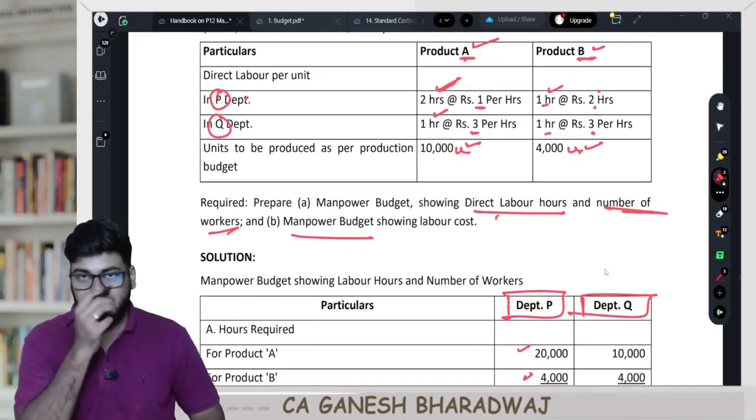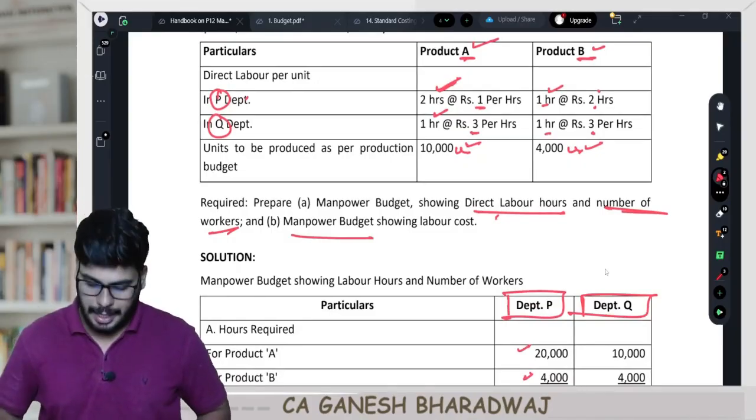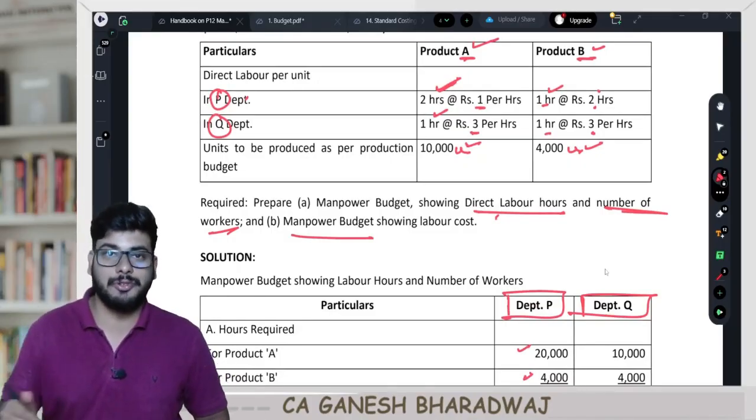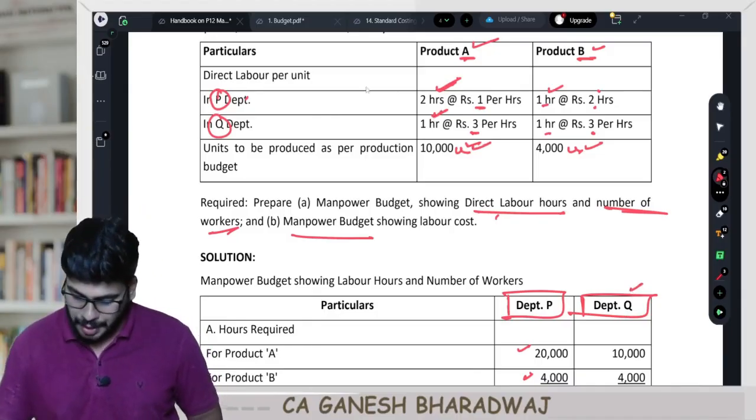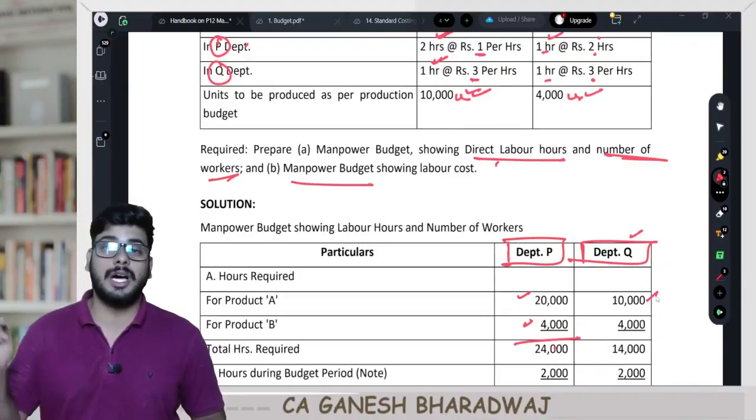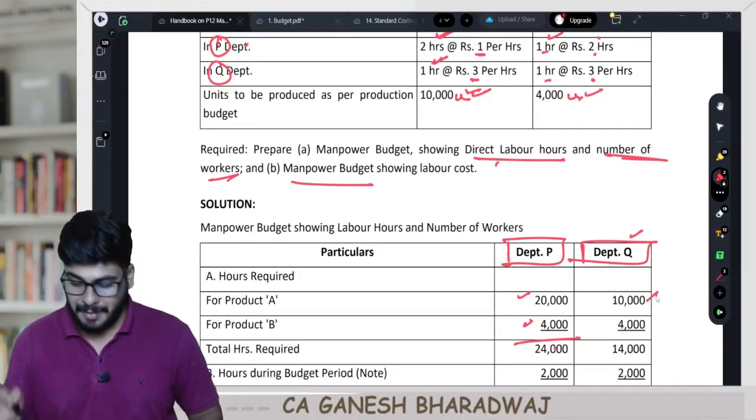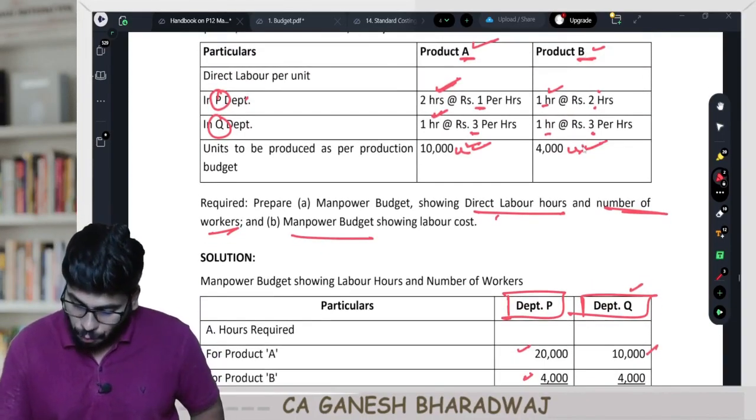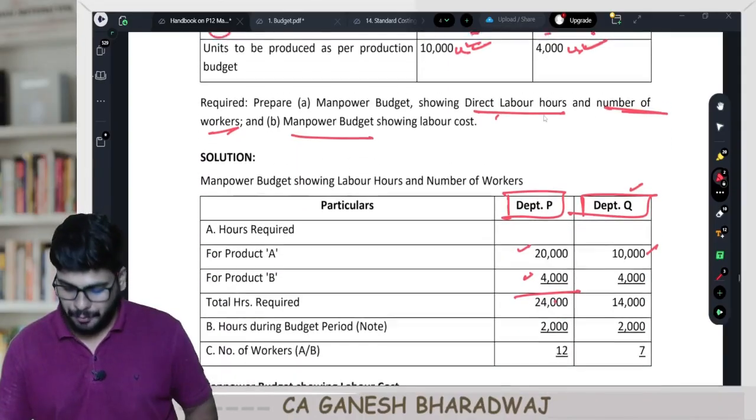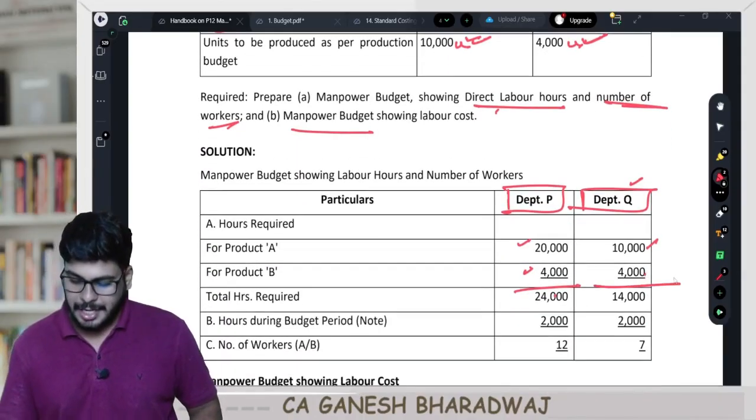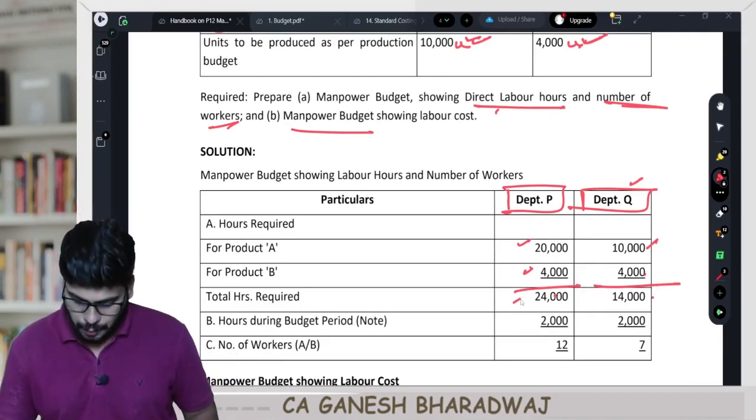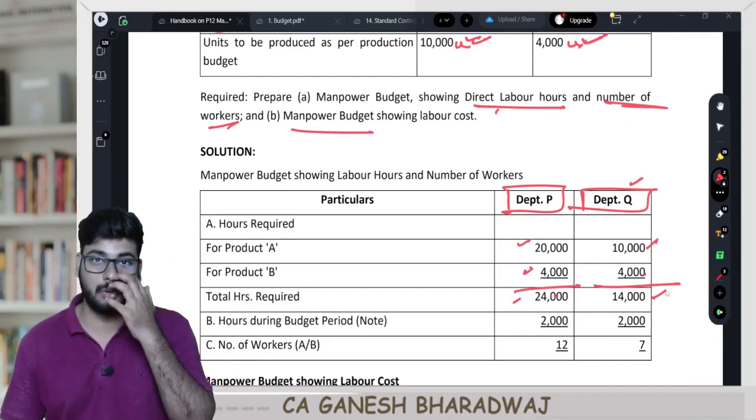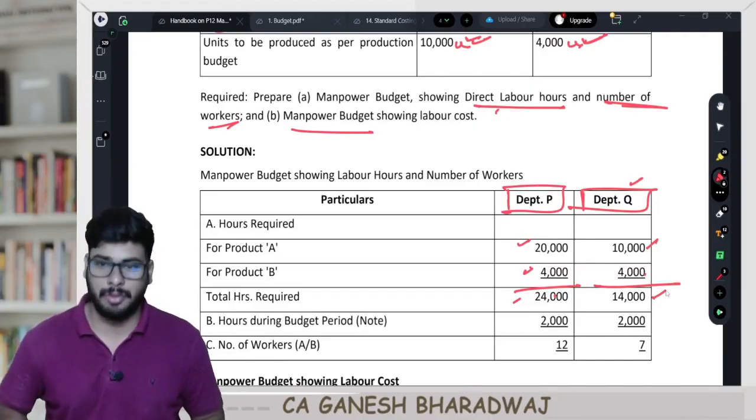Now, once again, Department Q also processes both the products A and B. So, for the purpose of producing product A, how many hours are required in Department Q? 10,000 units into 1, it's going to be 10,000 hours. Now, how many hours in Department Q are required for manufacturing product B? It's going to be 4,000 units into 1. That's going to be 4,000 hours. Clear with this, guys? So now I need a total of 14,000 hours in Department Q. So as a whole, in Department P, I need 24,000 hours, and in Department Q, I need a total of 14,000 hours. Are you clear with this, guys?